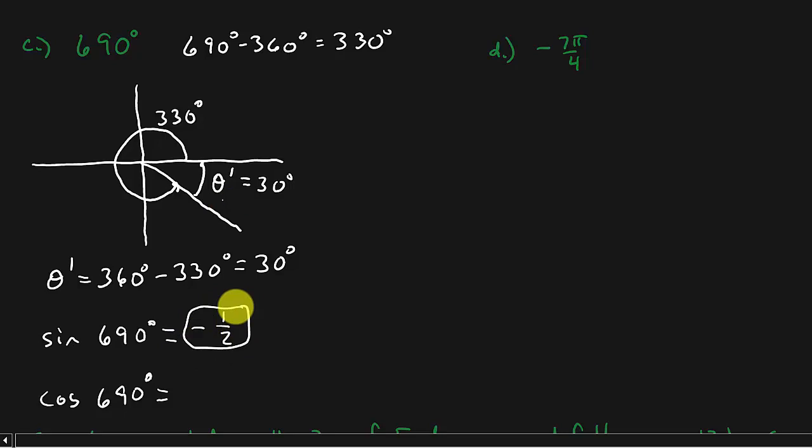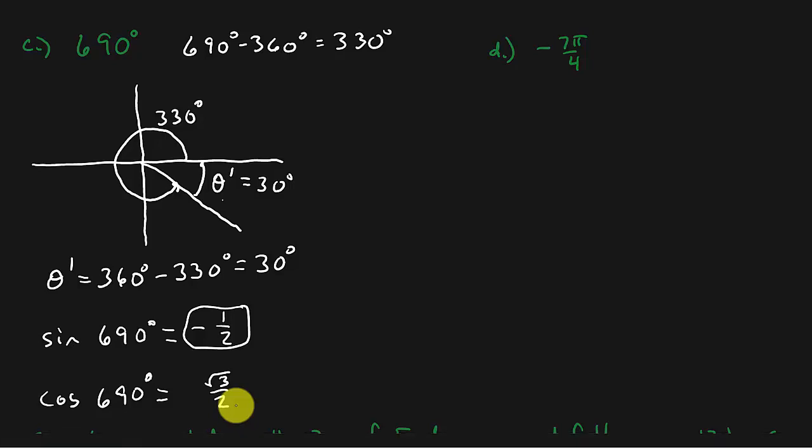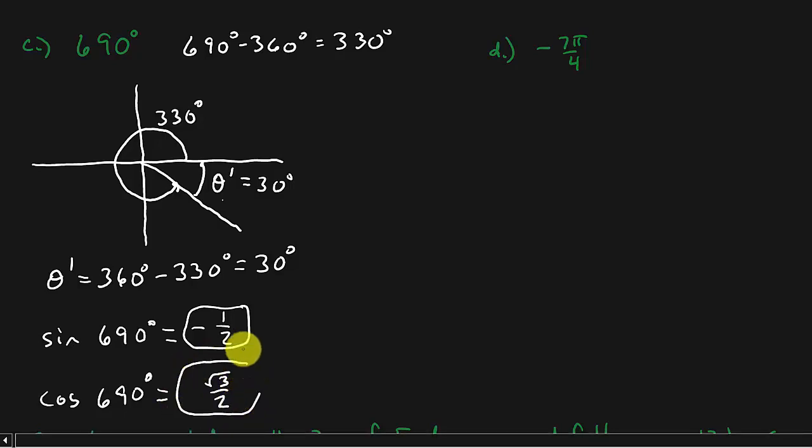Now let's do cosine. What's the cosine of 30 degrees? Square root of 3 over 2, right? What quadrant am I in? Fourth. Is cosine positive or negative in the fourth quadrant? That is correct. It is positive. There's your answer.